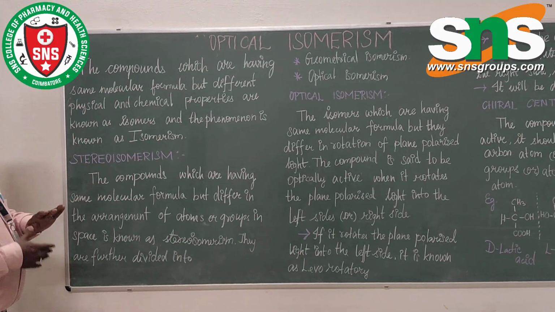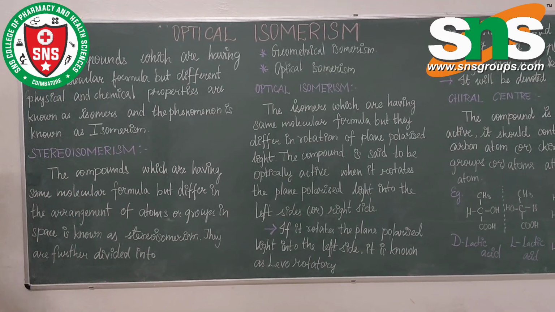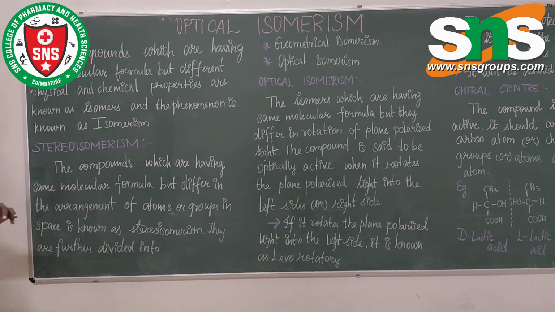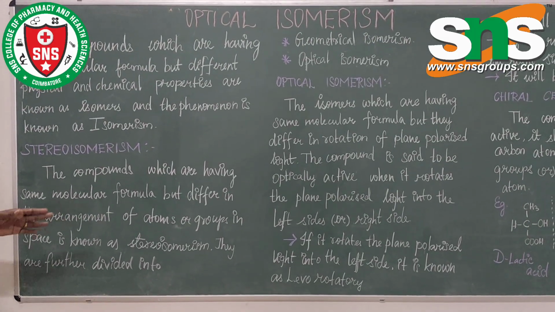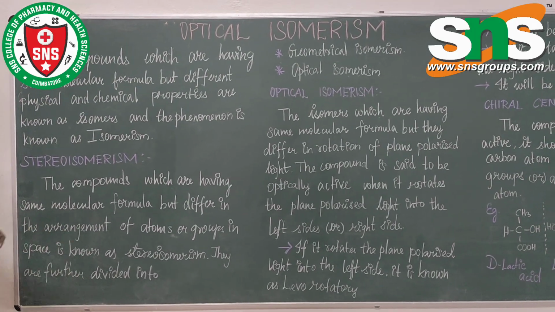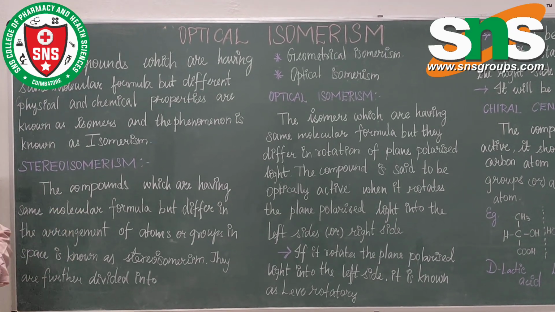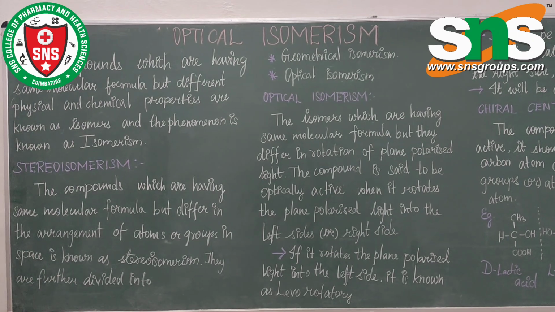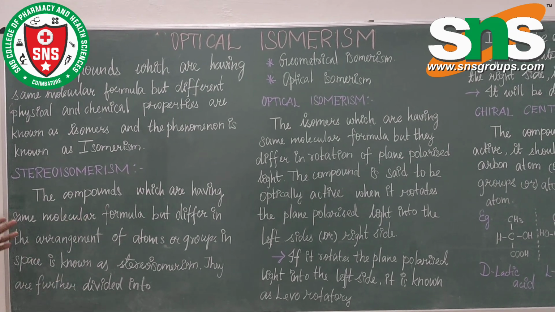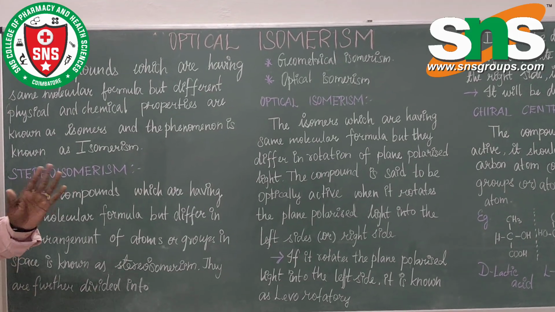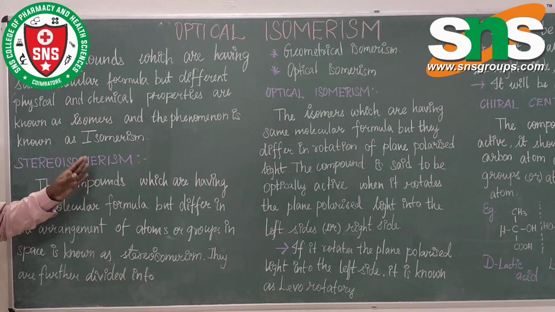Under this we are going to discuss stereoisomerism. What is stereoisomerism? The compounds which have the same molecular formula but differ in the arrangement of atoms or groups in space are known as stereoisomers. By this we can understand that these compounds have the same molecular formula but differ in the arrangement of atoms or groups in space. This is known as stereoisomerism.